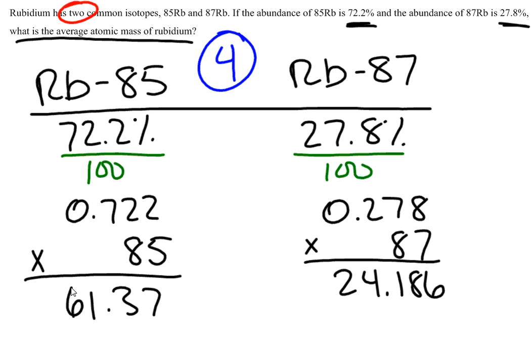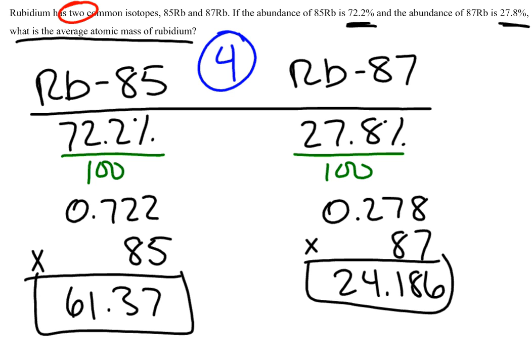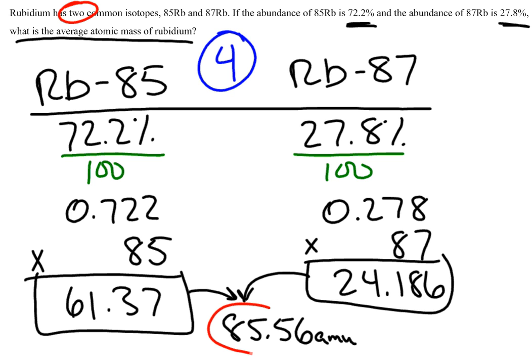So now that I have these two numbers right here, in order to get the average atomic mass, all I have to do is add them together. So I'm going to go 61.37 plus 24.186, and I end up with 85.556. And with 4 sig figs, I'm going to make that 85.56 AMUs. This would be my average atomic mass.